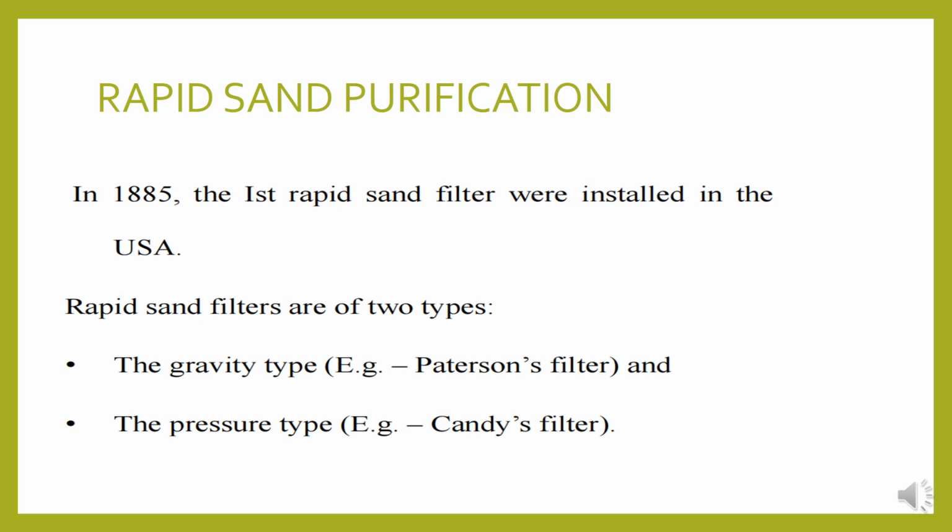With rapid sand purification, in 1885, the first rapid sand filter was installed in USA. Rapid sand filters are of two types: the gravity type, example Paterson's filter, and the pressure type, example Candy's filter.